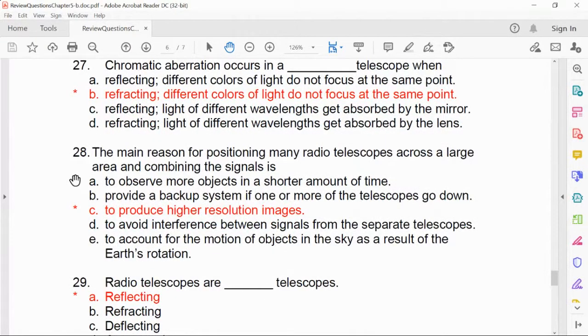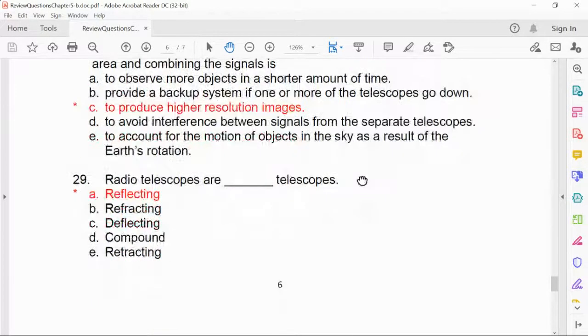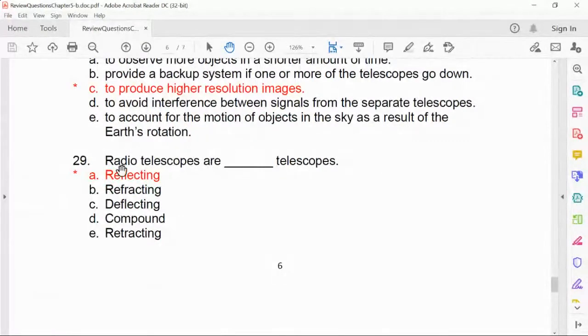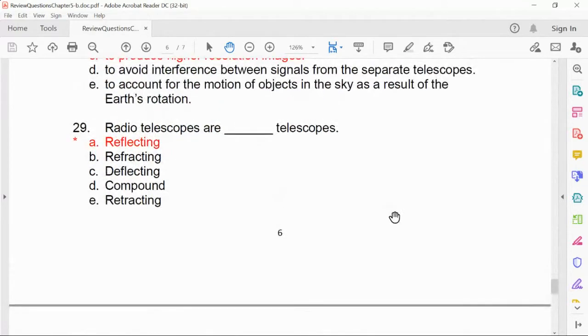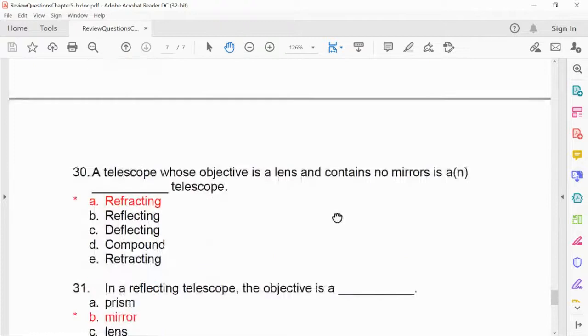28, the main reason for positioning many radio telescopes across a large area and combining the signals is to produce higher resolution images. And I told you about the Event Horizon Telescope. Radio telescopes are reflecting telescopes. And probably in your homes now, each one has a dish on top of your home where you're actually receiving signals from satellites. They actually work with radio waves.